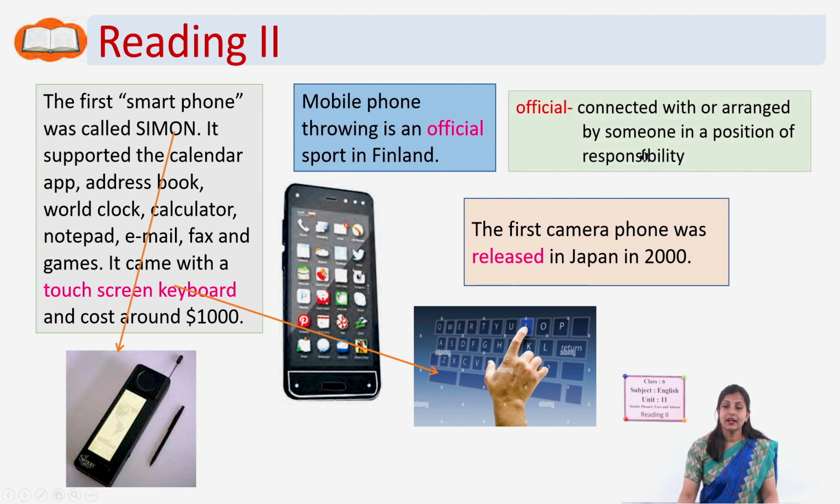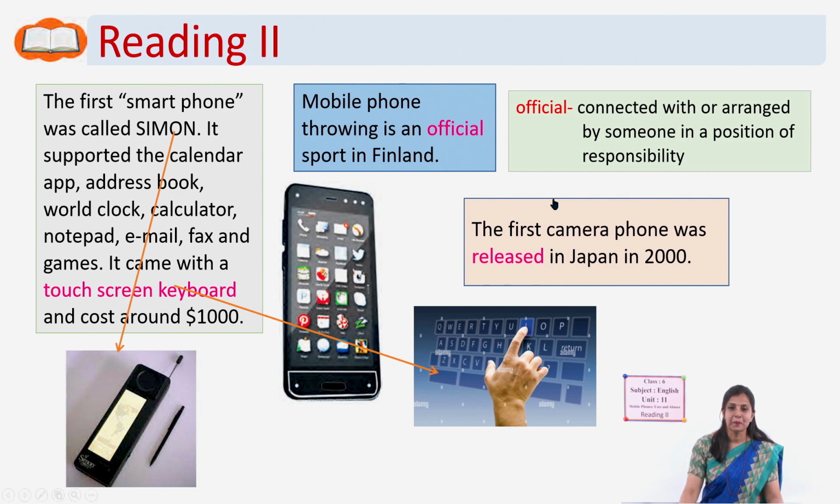Official means connected with or arranged by someone in a position of responsibility. It is also called formal. Yes. Okay. So, mobile phone throwing is a game, it's a sport. Let's go there and collect all the mobile phones. Shall we? All right. So, it is an official sport in Finland.